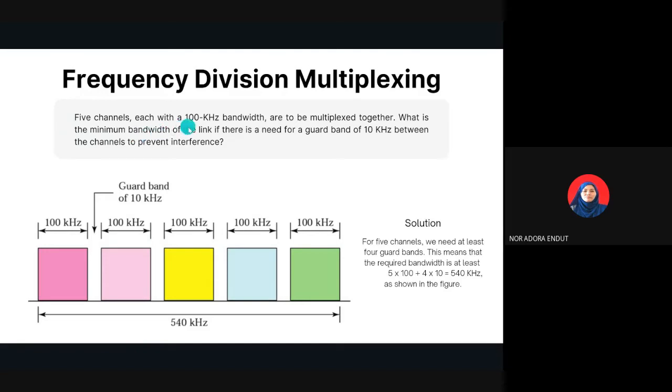Setiap satu user bandwidth requirement dia adalah 100 kilohertz. So macam mana kita nak kira supaya the transmission medium or the data link mempunyai bandwidth yang mencukupi untuk kita hantar 5 signals at the same time. What is the minimum bandwidth of the link if there is no need for a guard band, and if there is a need for a guard band of 10 kilohertz between the channels. We have 5 users, jadi in between, the space between them adalah 4 dan setiap satu memerlukan 10 kilohertz. With a graphical view, senang kita nak bayangkan. Kita kira 5 kali 100 kilohertz campur 4 kali 10 kilohertz. So the minimum bandwidth adalah 540 kHz.